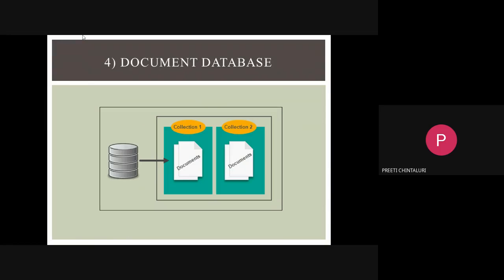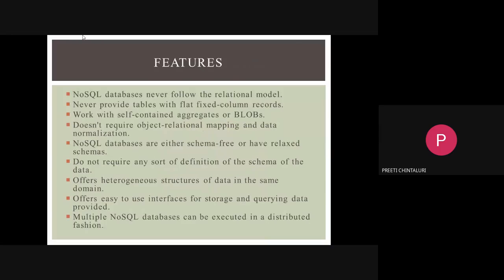This is a representation of document database. Here, these documents consist of key value pairs, and you can easily store data without implementing a schema. Some of the features of this NoSQL database are: NoSQL database never follows the relational model, as we know that NoSQL is a non-relational database management system.